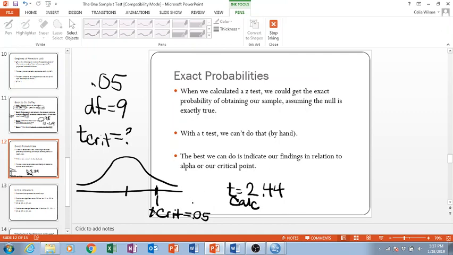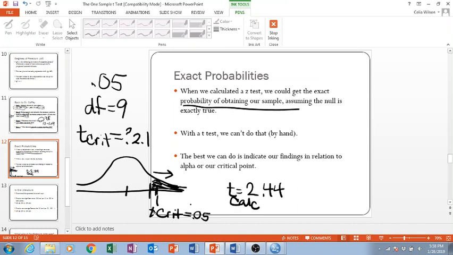Okay, so maybe t critical equals 2.1 or 2.01. Let's just do 2.1, like the example I was drawing before. Well, if that's the case, then it's going to be over here somewhere. So that means because my t is further out in the tail, I am going to find statistical significance. Now, this is different than the z-test, because with the z-test, we could get the probability.